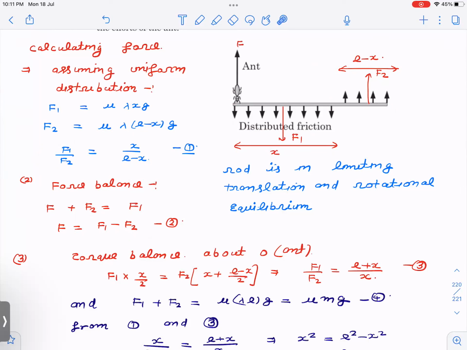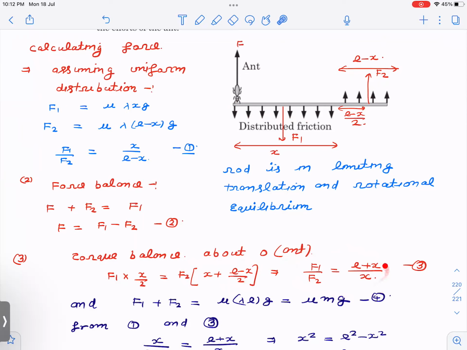Now third is torque. It is still in rotational equilibrium, though limiting equilibrium. So about this point, the torque of F will not come, and you get another equation in F1 and F2. When writing torque, since it is a uniform linear force distribution, we can assume it effectively acts at the center. So from here, x by 2 distance. The effective point of application of F2 we can take at the midpoint of that part, which is L minus x divided by 2. So the distance from this point is L minus x divided by 2 plus x. That's what I've written.